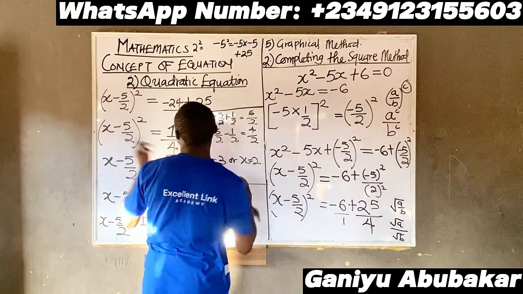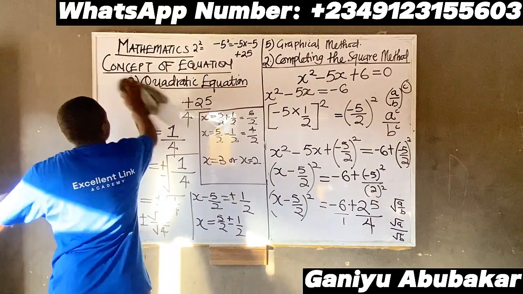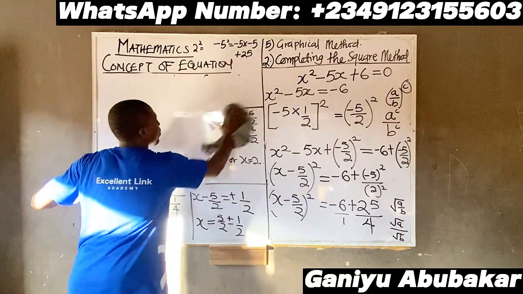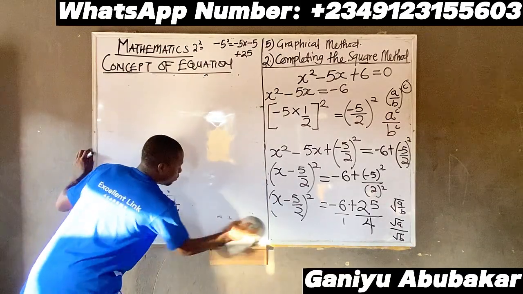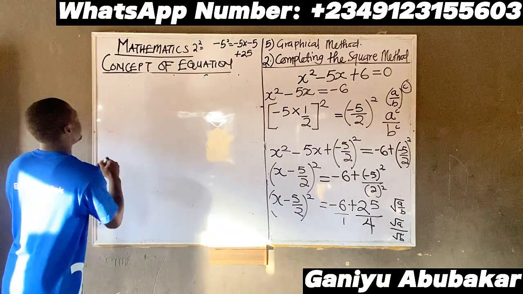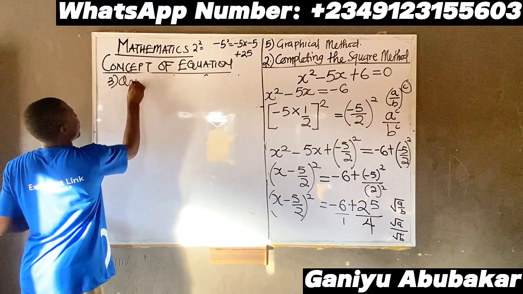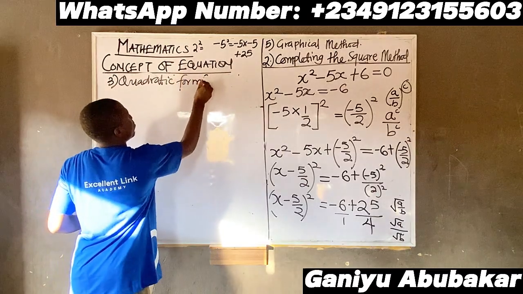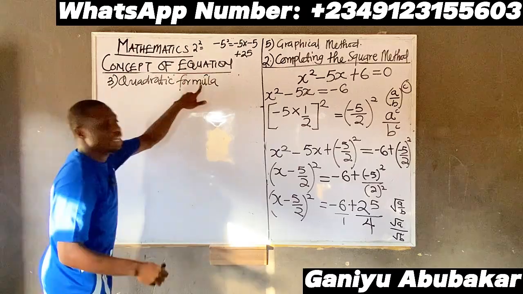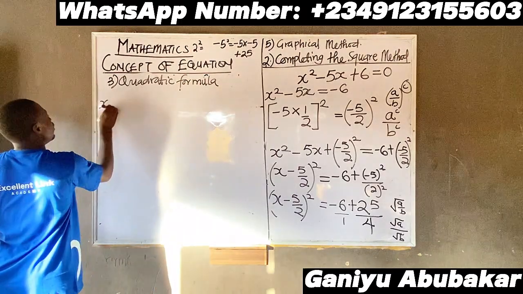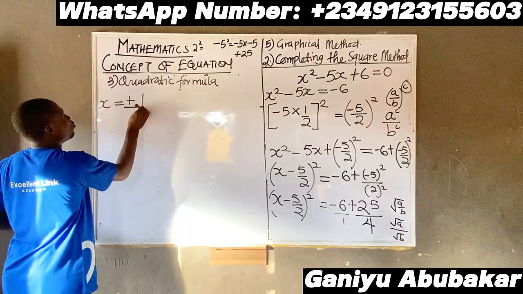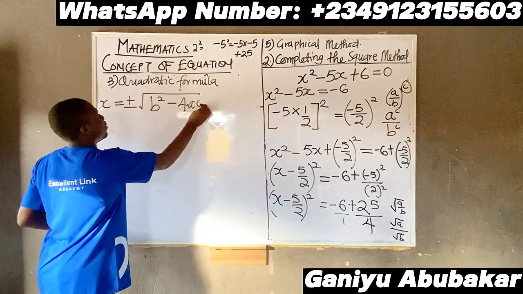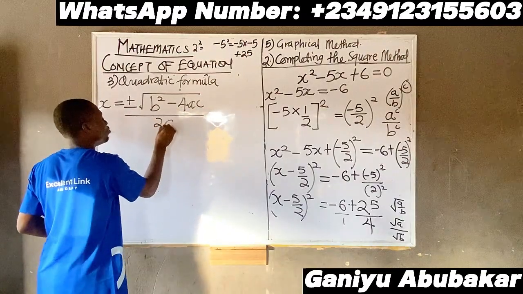Last method, please. What's it called? Quadratic formula. Number 3 is called the quadratic formula. Our formula is given by x equals what there? Plus or minus the square root of b squared minus 4ac, over what there? Over 2a.